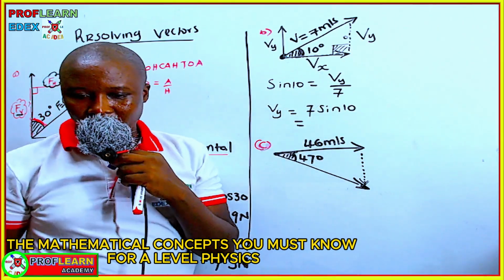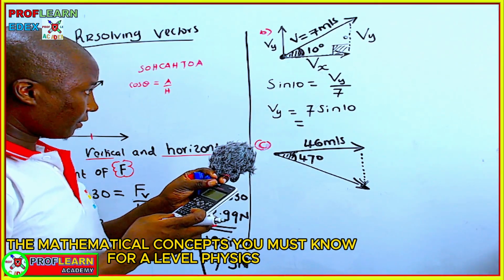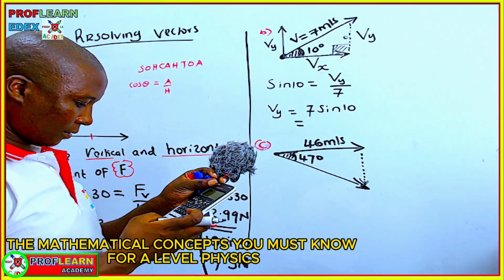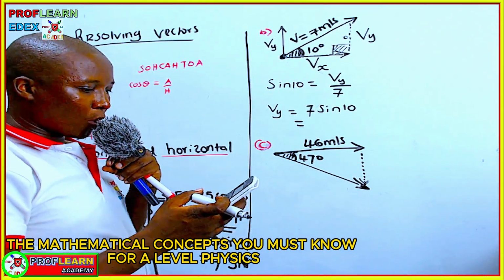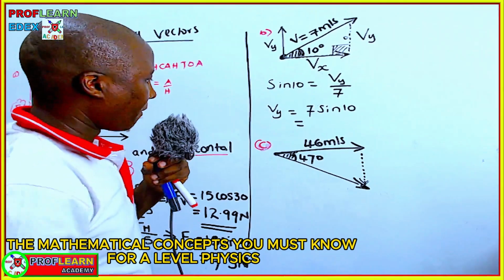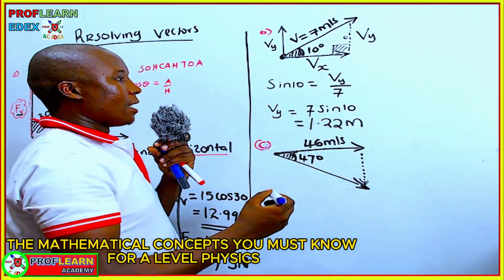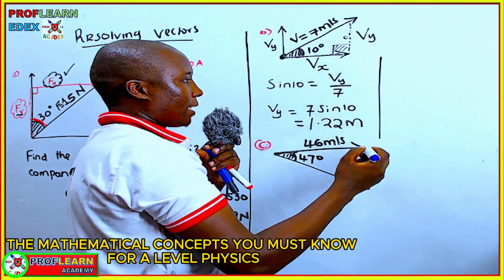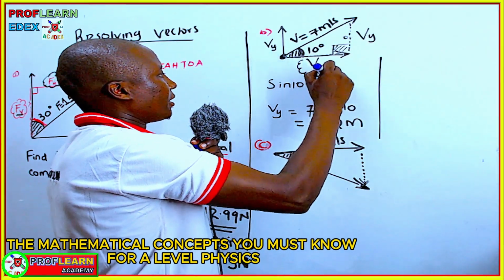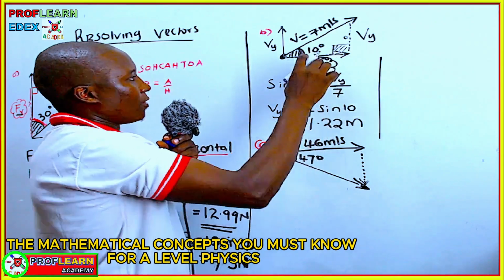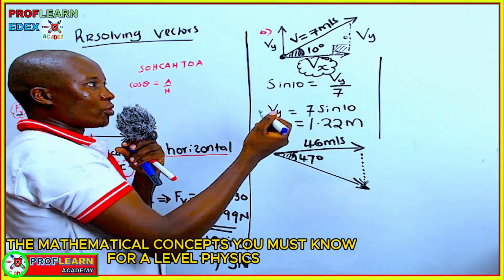So if we work this out, I'm getting 1.22 meters. And the other part that we are having here now, to get the x direction, in the x direction we are going to have this side that we are finding is adjacent to the angle that we are being told.